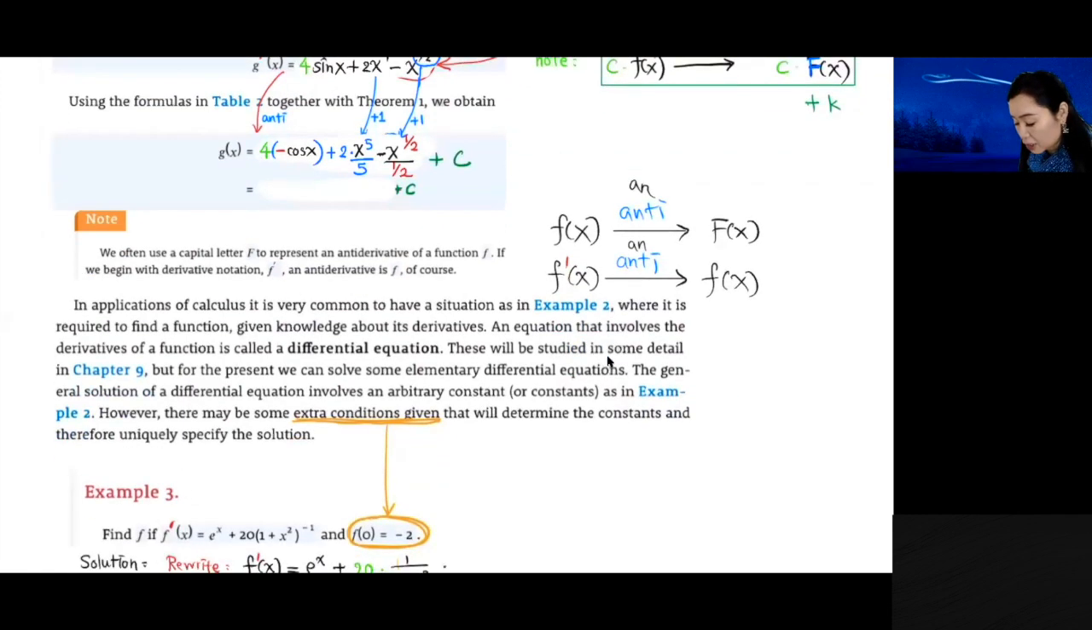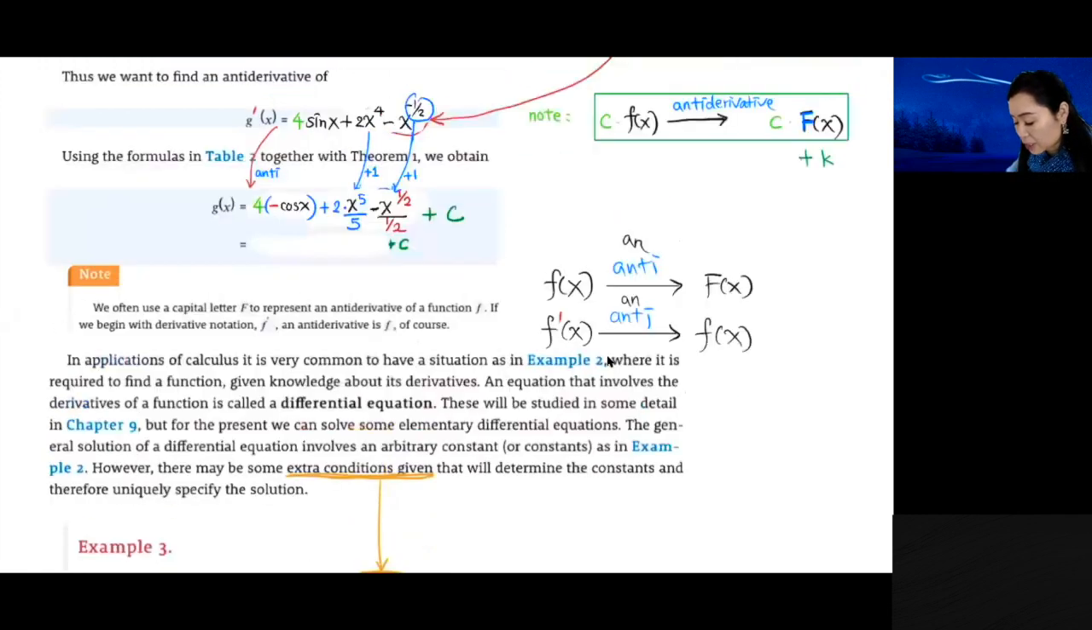Now you just need to notice that I'm using the multiple rule, right? So you take this constant in front.